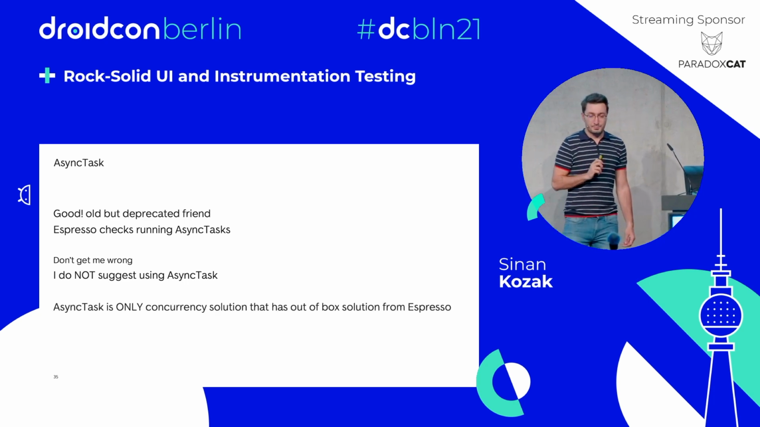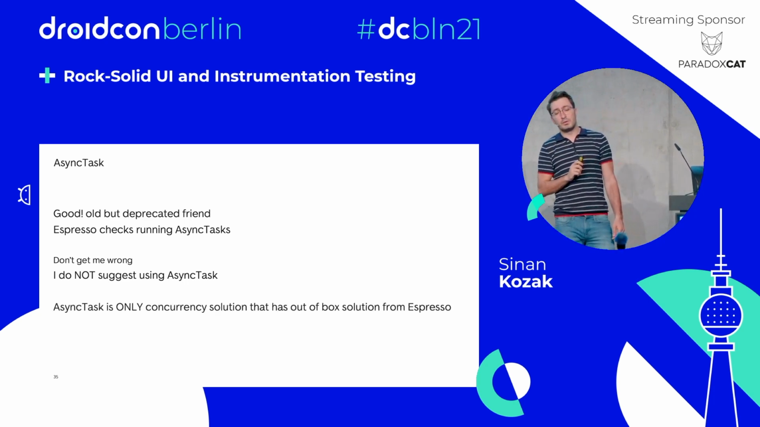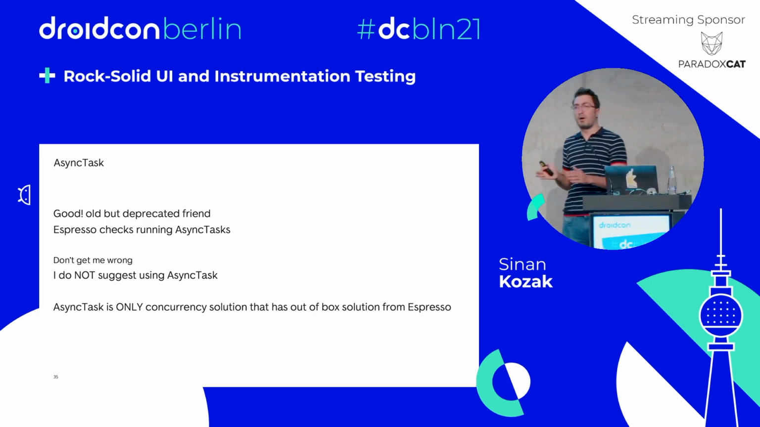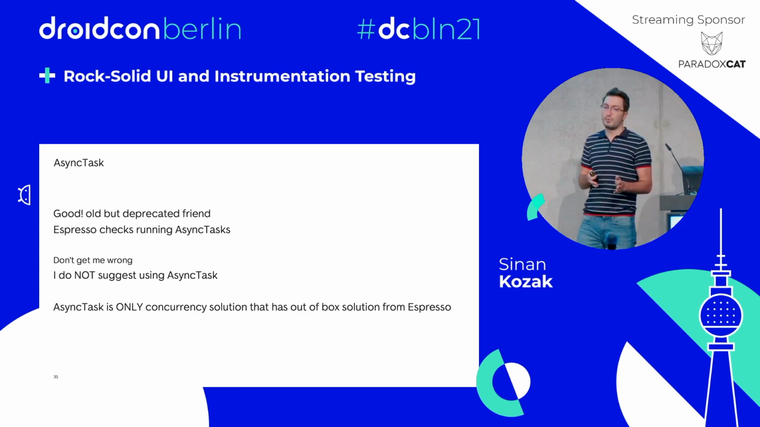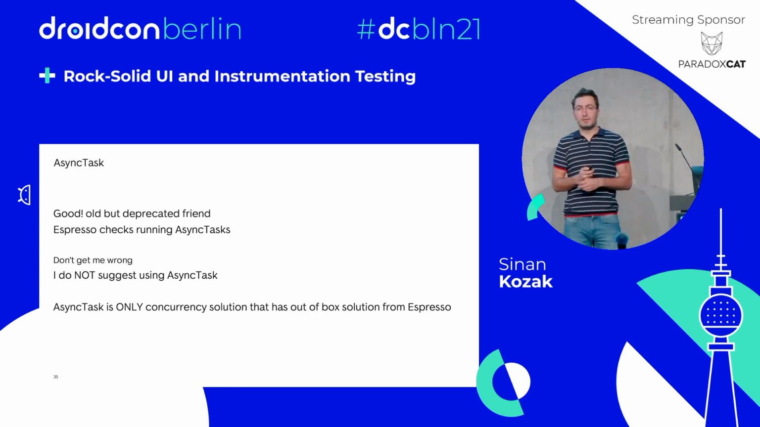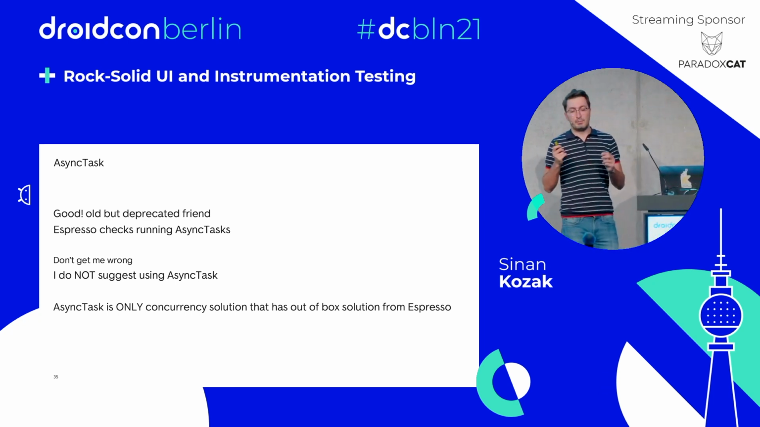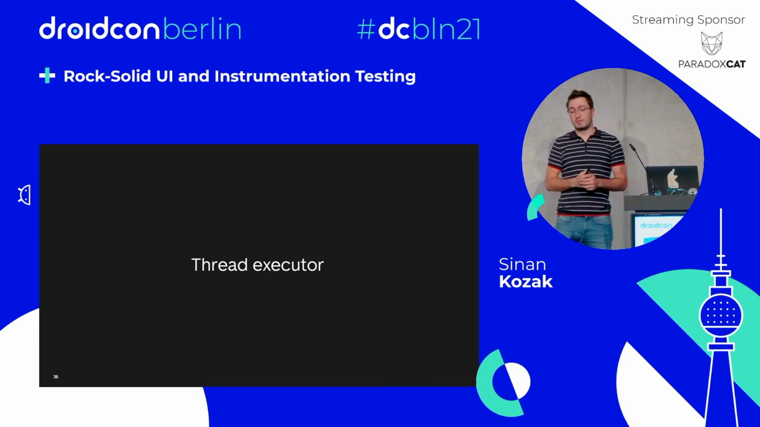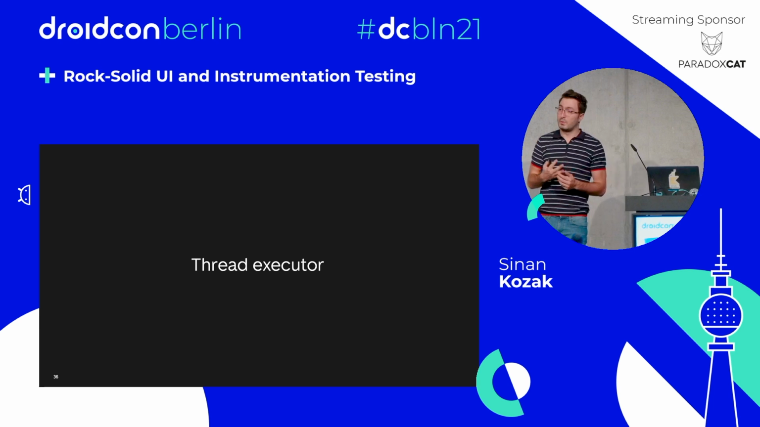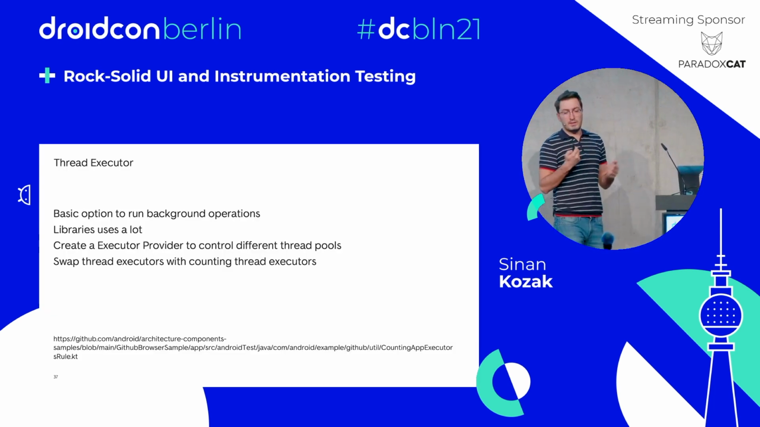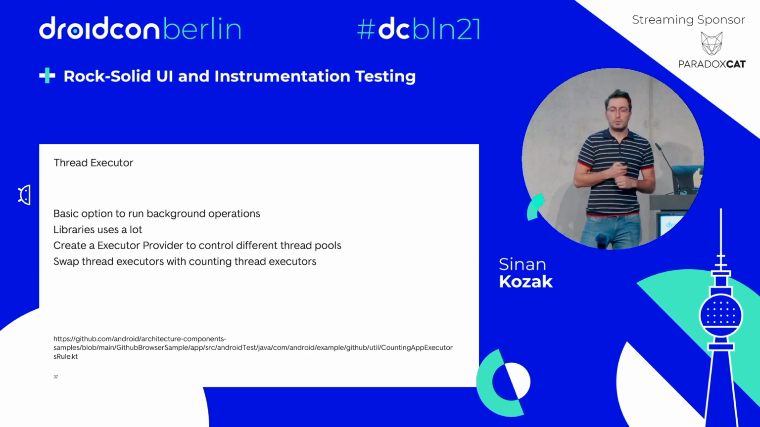And AsyncTask is the only concurrency solution that comes out of the box, because it's part of the operating system. So at the time when Espresso was written, they had the opportunity to go and check it. But other options, like RxJava or coroutines, will not have the same behavior. After AsyncTask, the suggested way of executing stuff in the background was thread executors and thread pools. And that could be the easiest solution to use.